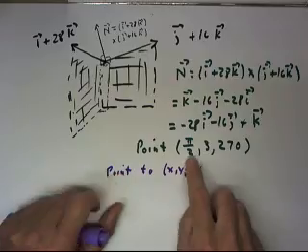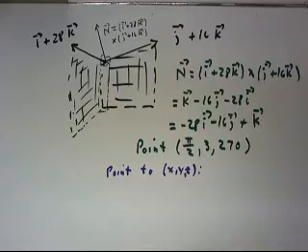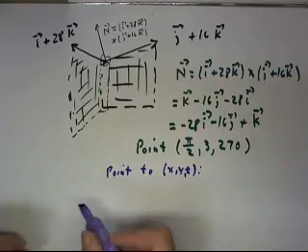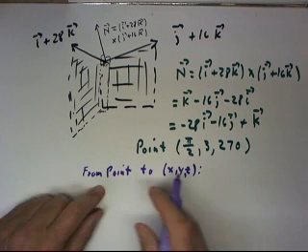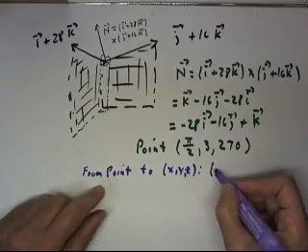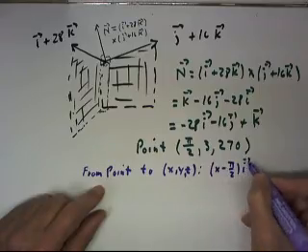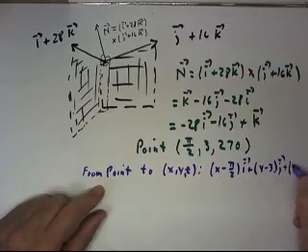We recall that our point was pi over 2, 3, 270, and 270 was not a very good approximation. From the point to xyz, the vector is what? It's going to be x minus pi over 2 i plus y minus 3 j plus, let's see if we can get this in, z minus 270 k.